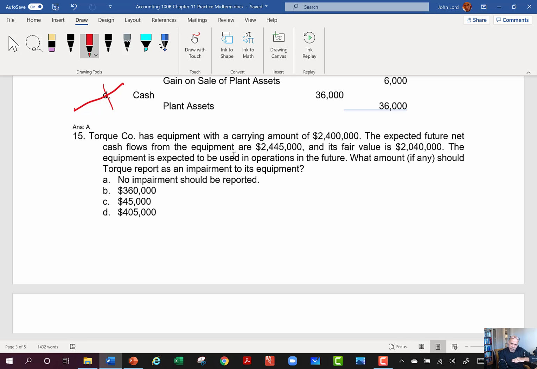If the value comes back up, you can restore it, but not past the book value that you had started with. So you can't start taking amounts above and say, wow, now it's really climbing back up, let me keep adding back to that value. You are capped at that original book value when you started the whole process.